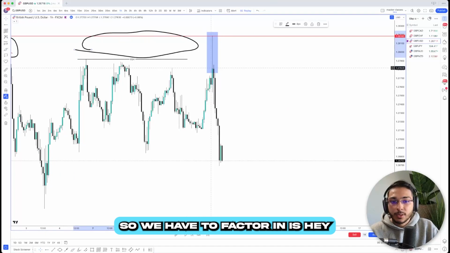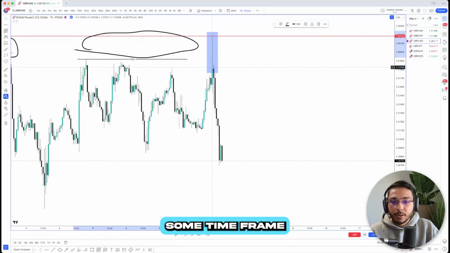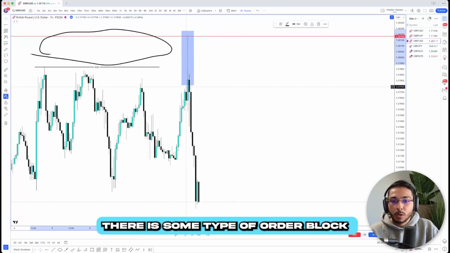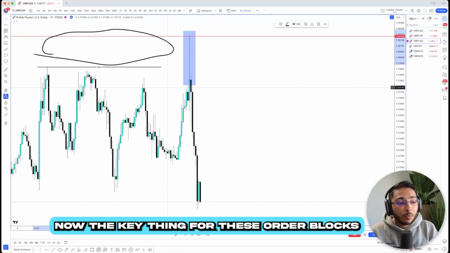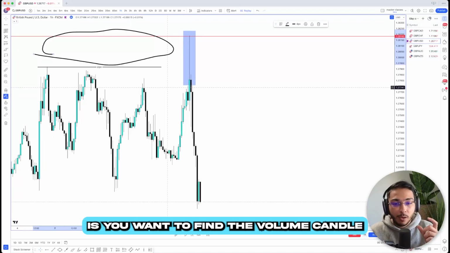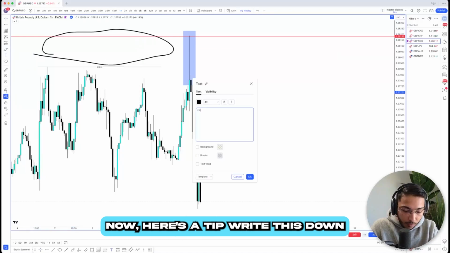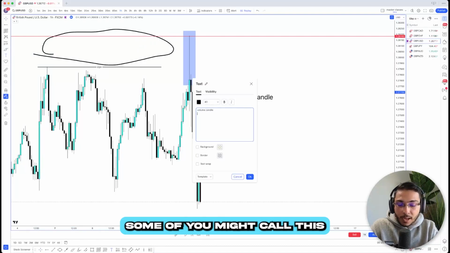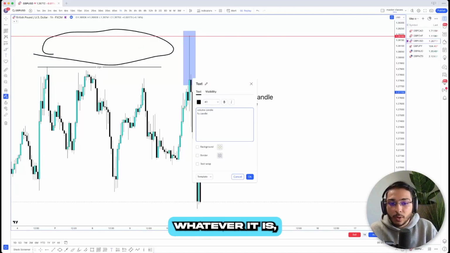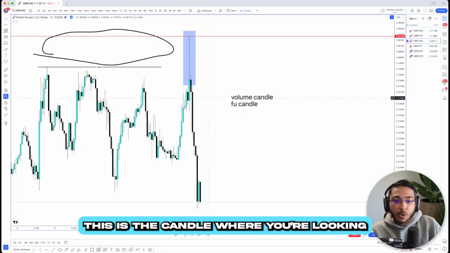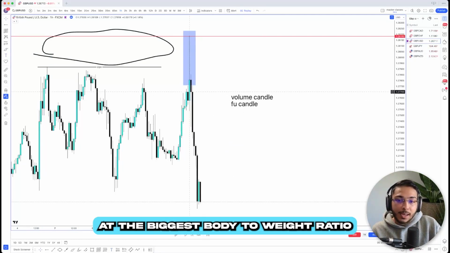So we have to factor in is, hey, on some time frame, there is some type of order block. Now, the key thing for these order blocks is you want to find the volume candle. Now, here's a tip. Write this down. Volume candle. Some of you might call this the FU candle, whatever it is. This is the candle where you're looking at the biggest body to wick ratio.